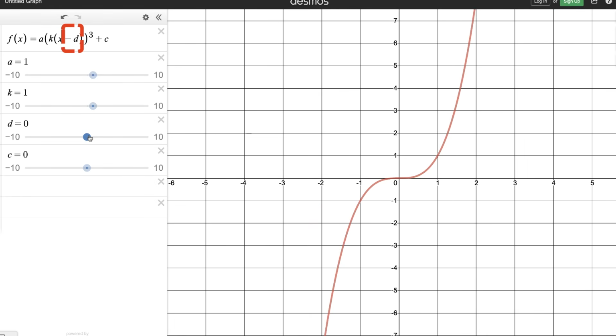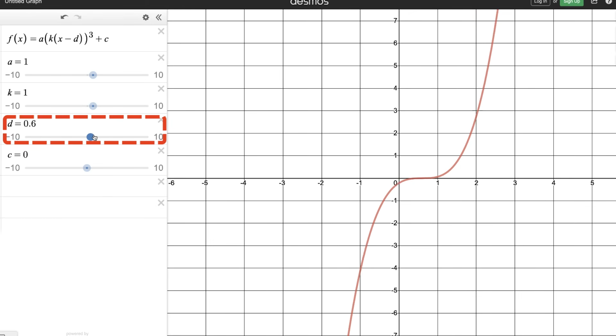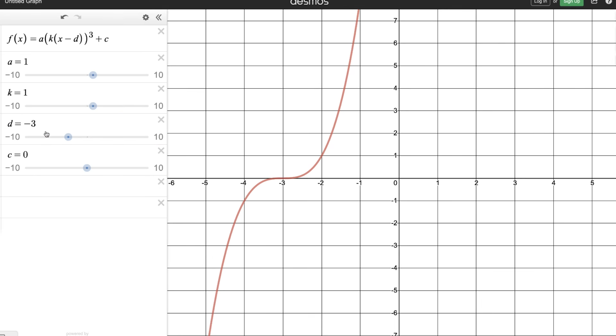The d value, if d is something bigger than 0, like let's say 3, it's going to shift right 3. If d is something less than 0, it's going to shift left by the absolute value of that amount. So if I make d -3, notice it shifts left 3. Now, if this d value of -3 was in this equation, it would be x minus -3. So it would look like x plus 3, but you would have to know that based on this format of the transformed equation, the d value would actually be -3. And a c value shifts it up and down.